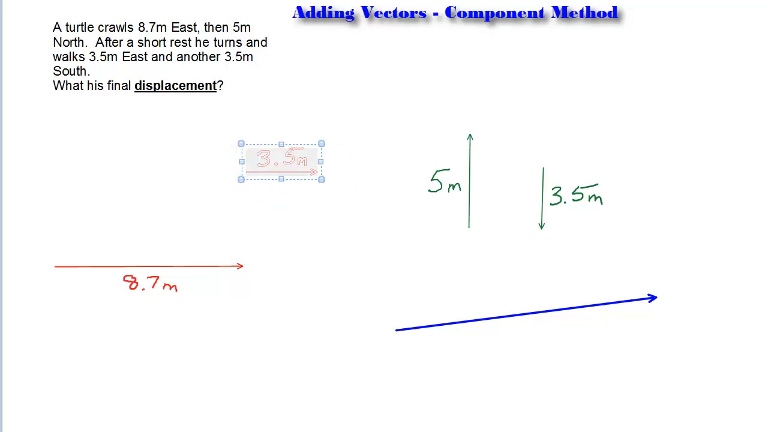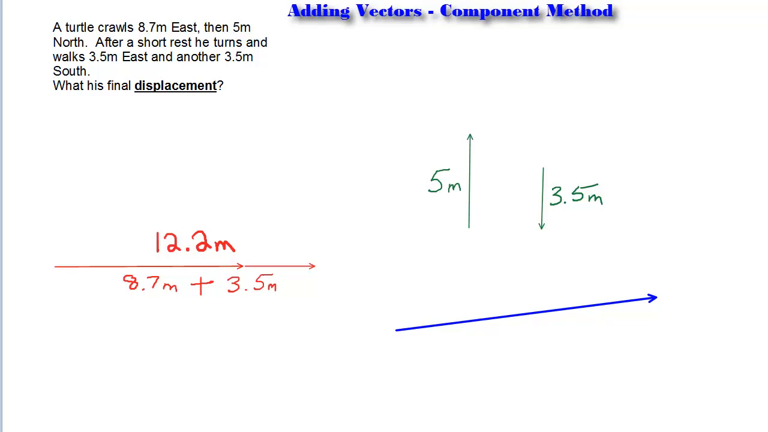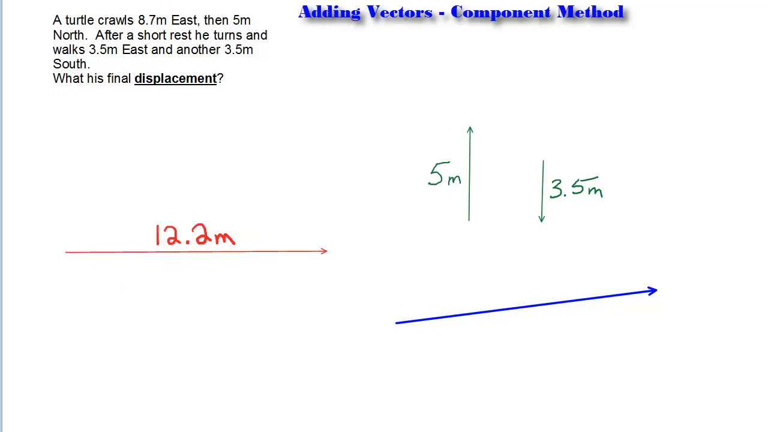Let's add the two horizontals together tip to tail. So 8.7 plus 3.5, you can see that we get a much longer vector pointed to the right. What is the magnitude of that vector? Well, all we're going to do is add the 3.5 to our 8.7. And when we do that, we'll get 12.2. So we've simplified it. We've collapsed the horizontals down into one single vector that's 12.2 meters in length.